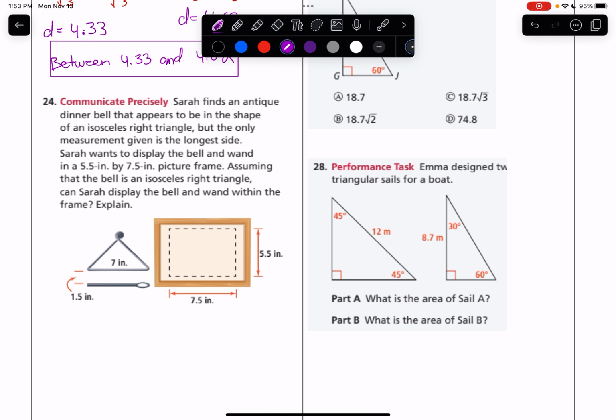Explain. Now, this is a dumb question. This is a dumb question because why can't she just put these two things in the picture frame and figure it out? I don't know, but we can use math to figure it out regardless.